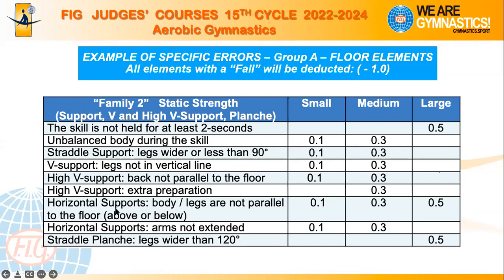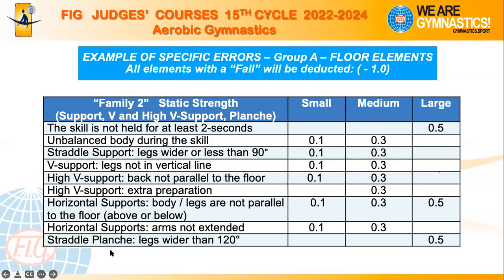Horizontal support, body, legs are not parallel to the floor for any horizontal support, which is planche and straddle planche. Above or below, okay, body and legs are not parallel to the floor is correct, therefore 1 and 3 or 5. Horizontal support means planche or straddle planche. Arms not extended, 1 and 3.